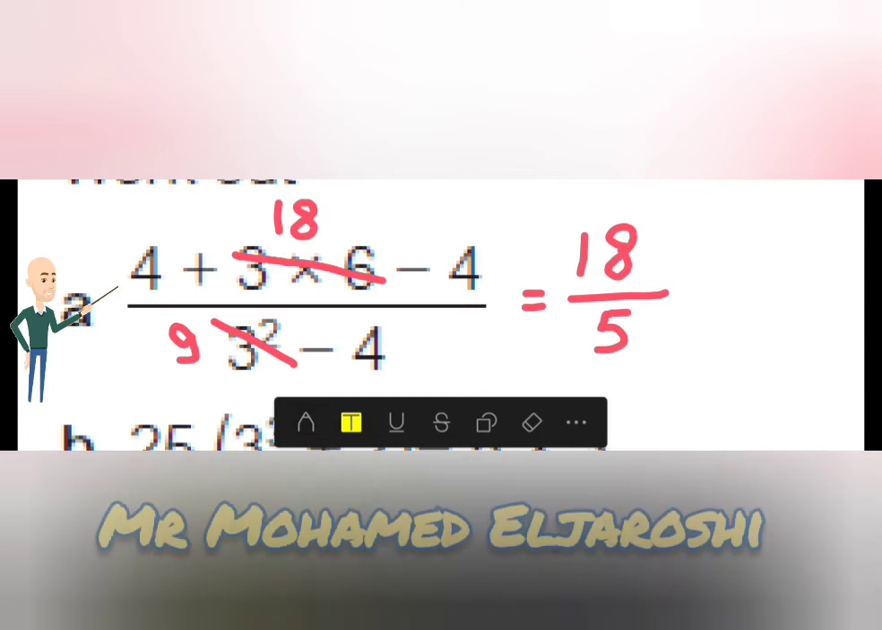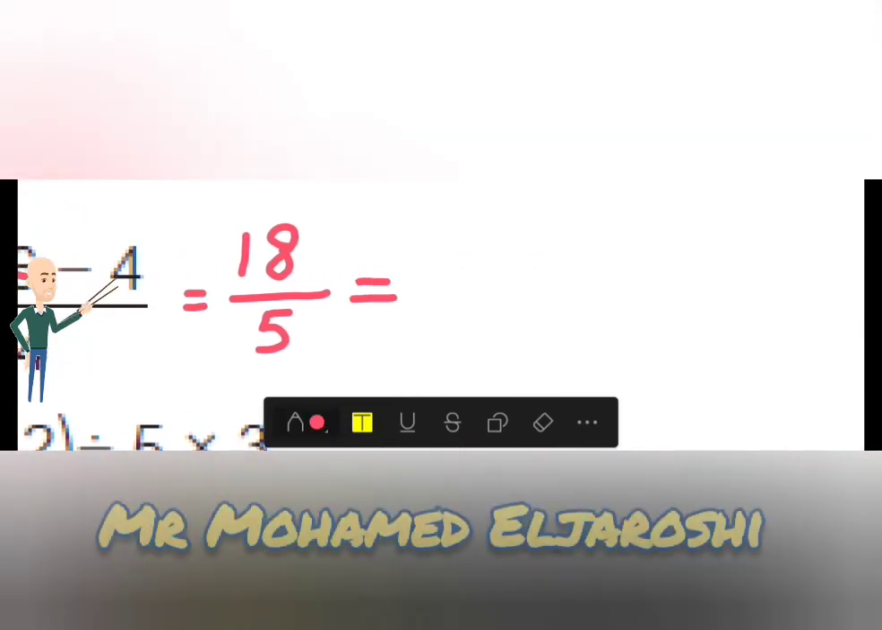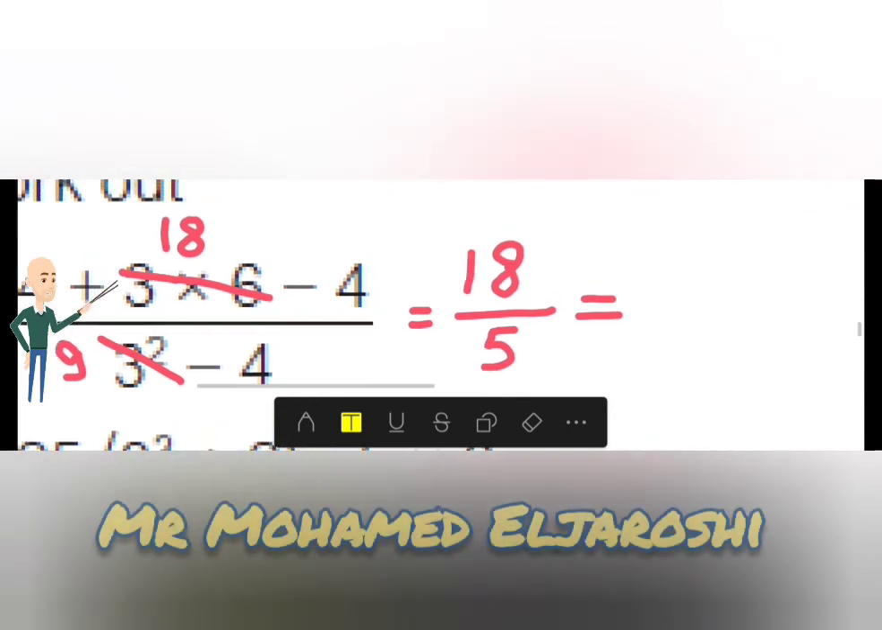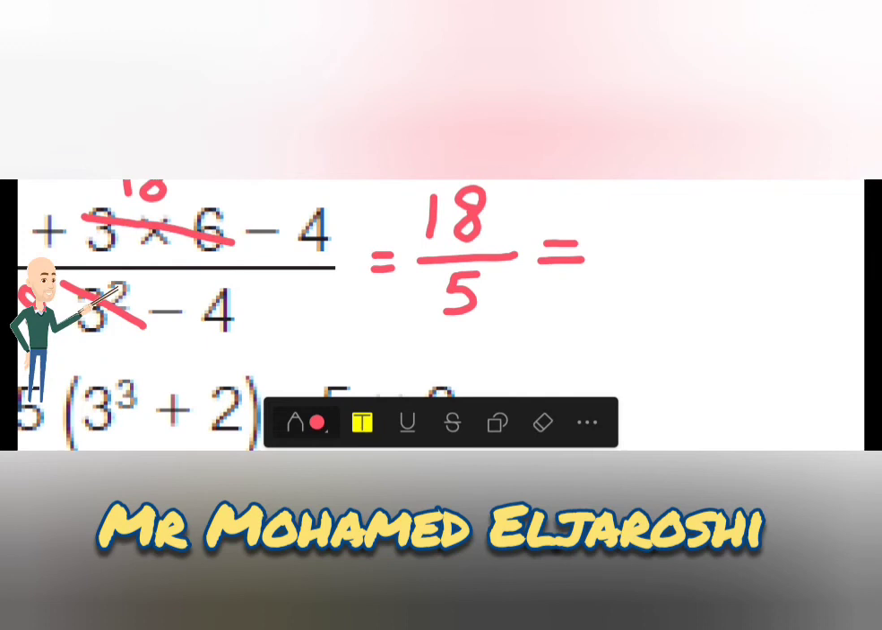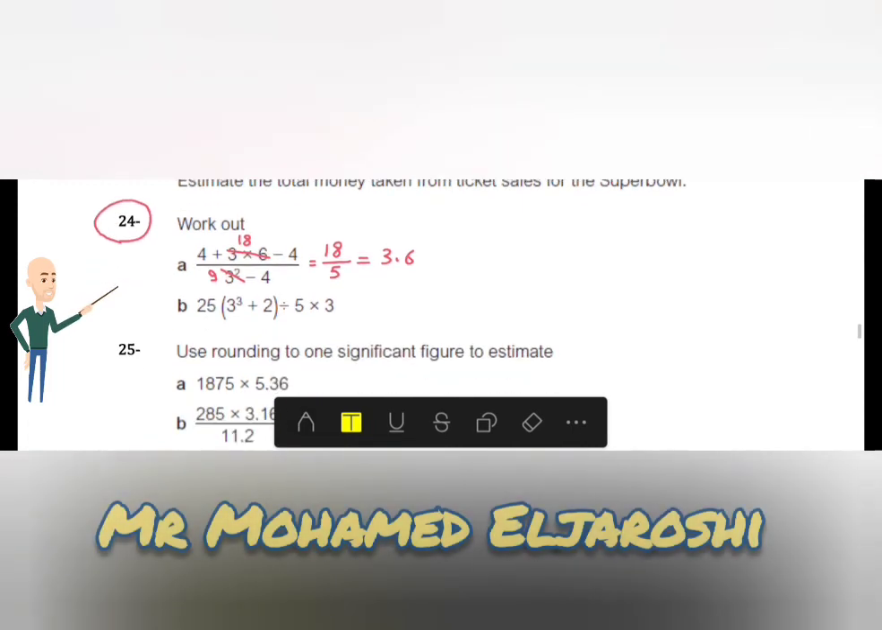And at the end, I will divide 18 by 5 here. So 9 minus 4 equals 5. So 18 divided by 5 equals 3.6. So the final answer will be 3.6. Very good. So work out means give me the final answer. That's the idea of these questions.